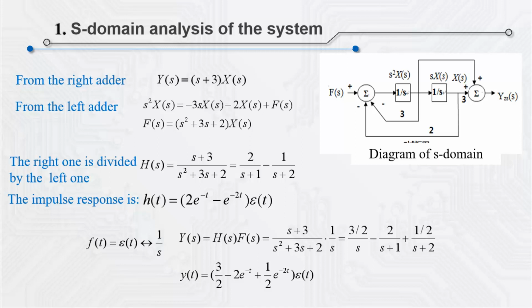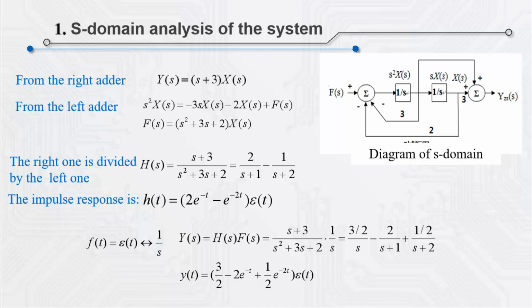Here is the impulse response. Take the inverse transformation of H(s). 2 over (s plus 1) has the inverse transformation 2 times e to the power of negative t. 1 over (s plus 2) has the inverse transformation e to the power of negative 2t. The inverse transformation of H(s) is that h(t) is equal to 2 times e to the power of negative t, subtract e to the power of negative 2t. The impulse response is obtained.